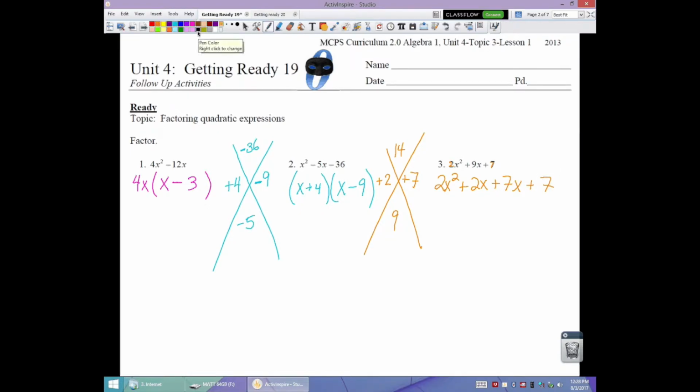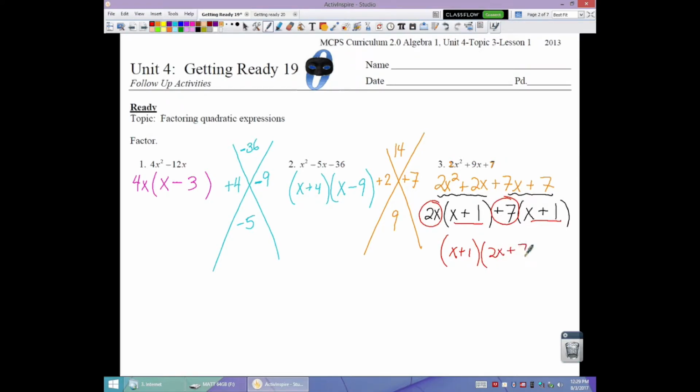From these first two, I can remove a GCF of 2x. 2x times x is 2x squared. 2x times 1 is 2x. From the next two, I can remove a positive 7. So 7 times x to get 7x, and 7 times 1 to get 7. Since I see just what I hoped for, that the parentheses match, I have x plus 1 times my GCFs, 2x plus 7.